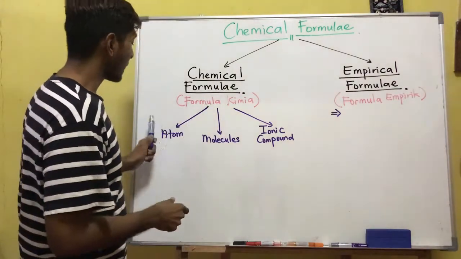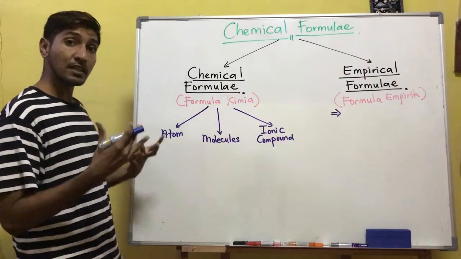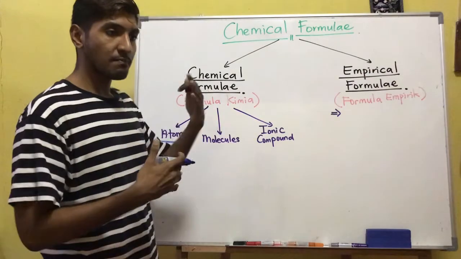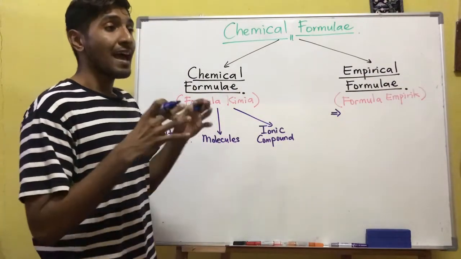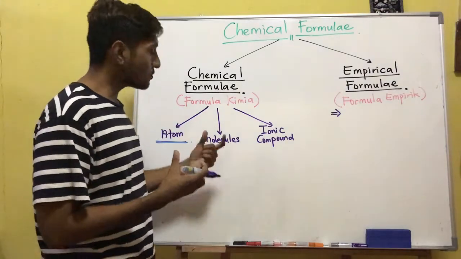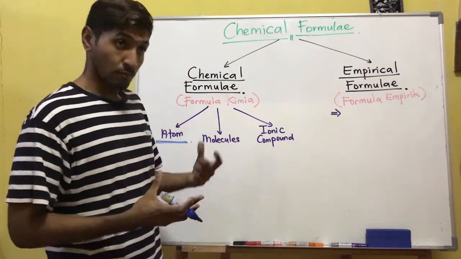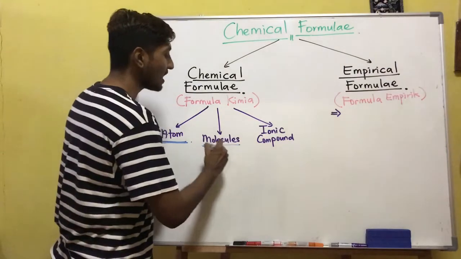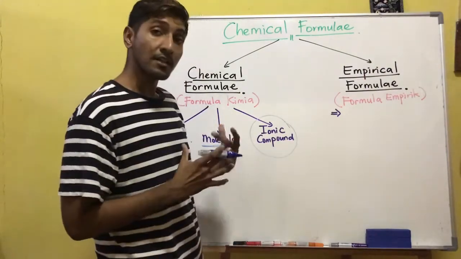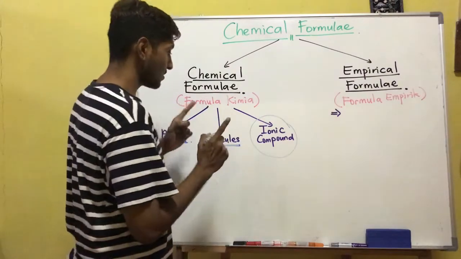Jadi sebagai contoh, kalau kita bercerita tentang atom, if we're talking about atom, so atom like we have learned in the previous videos, atom do not have charge. So atom tiada charge. Molecule juga tidak ada charge. So molecule is also uncharged. Yang hanya mempunyai charge ialah sebatian ionik ataupun ionic compound, only that possess charge.